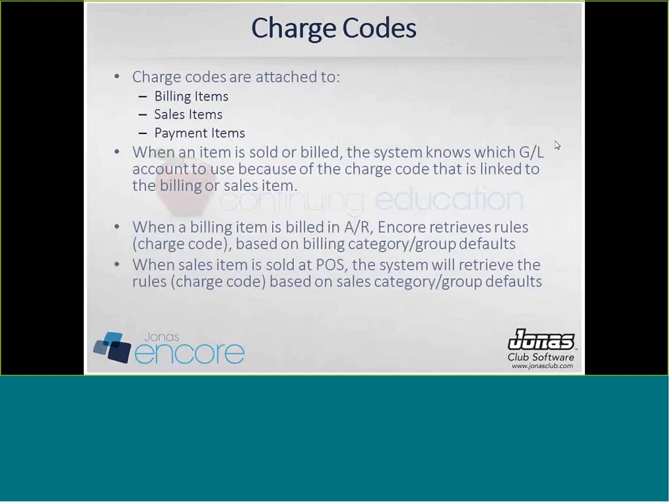So it always looks to the group level as the broadest, then it checks if there's an override charge code on the category level, and then it would check to see if there's an override charge code on the individual item.